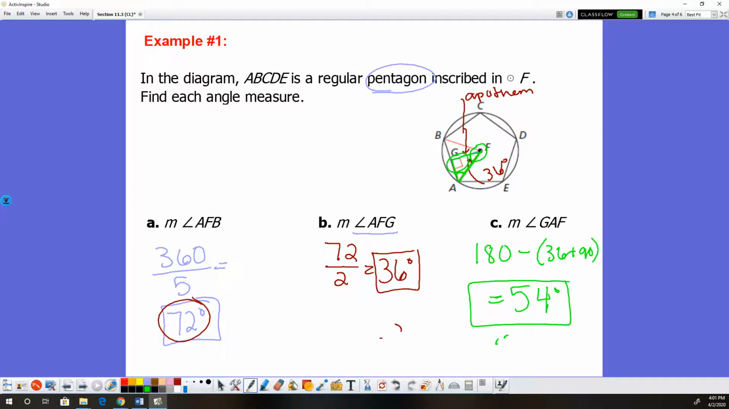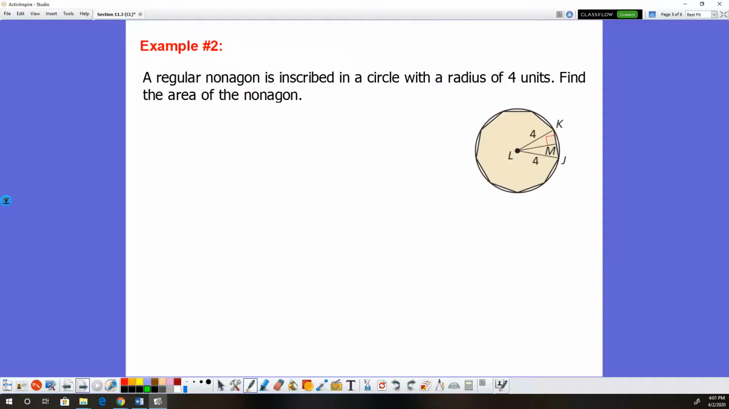Okay, just know that the apothem is the perpendicular bisector. Also know how to find the central angle. And you will use that to find the area of a regular polygon.